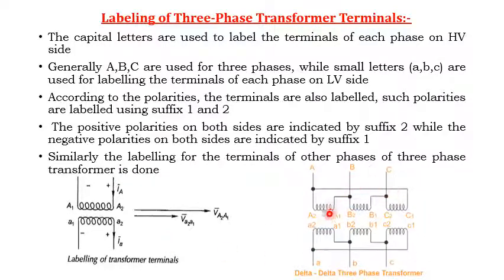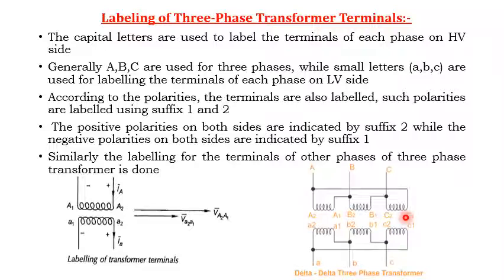And the three phase labeling of a transformer here. One delta-delta connection three phase transformer is considered here. This phase is represented as the A phase, capital A. This phase is the B phase, capital B. And there is one more, this phase is represented as the capital C phase.